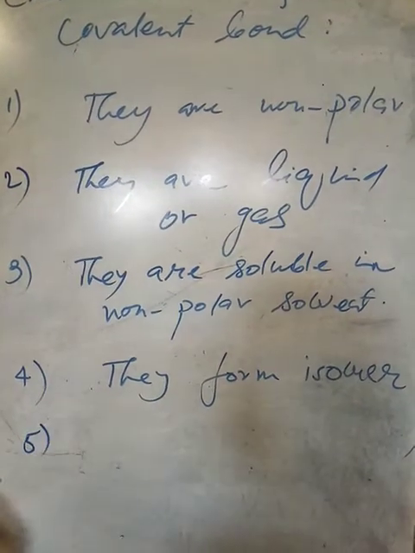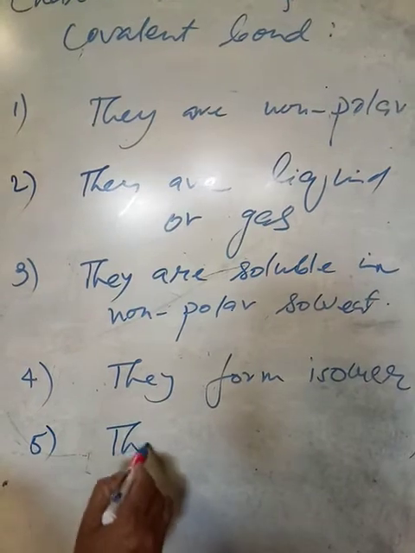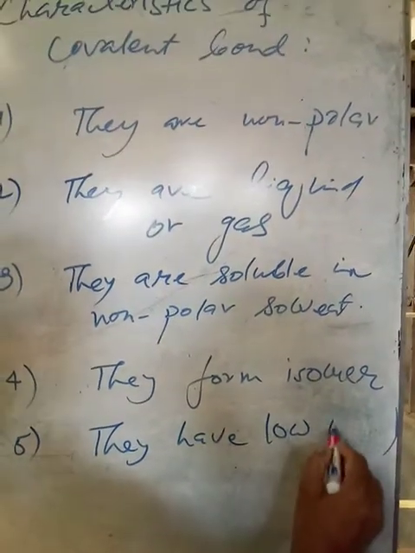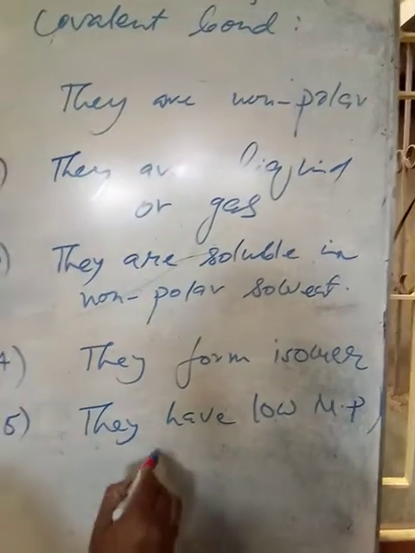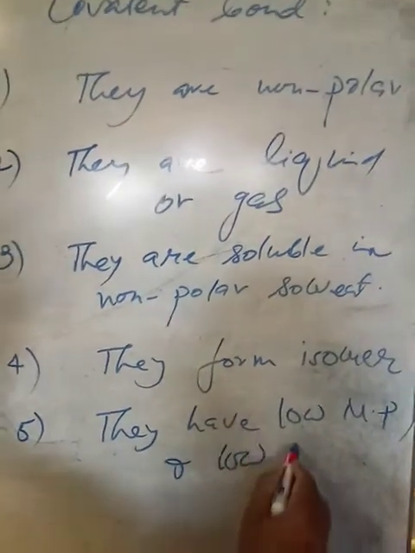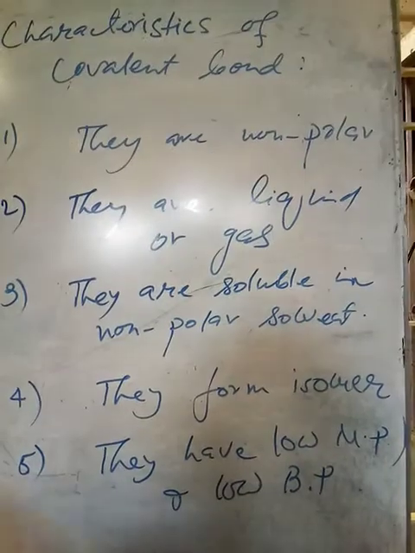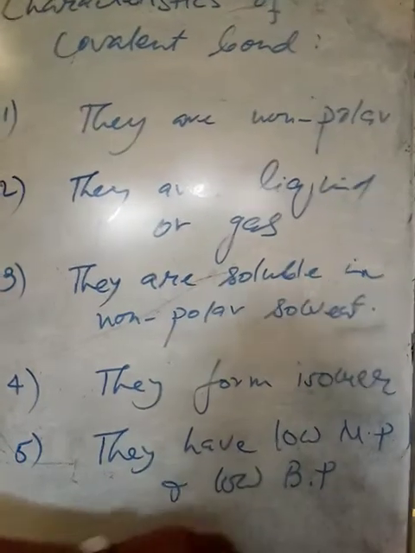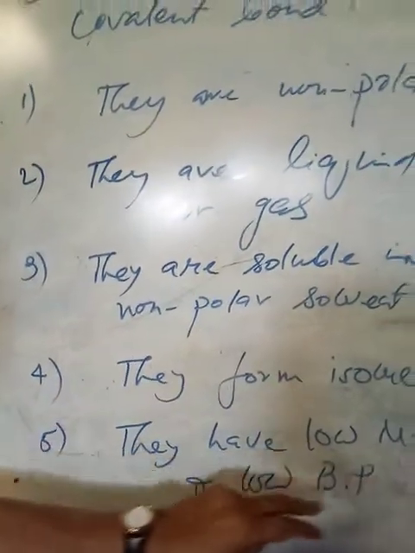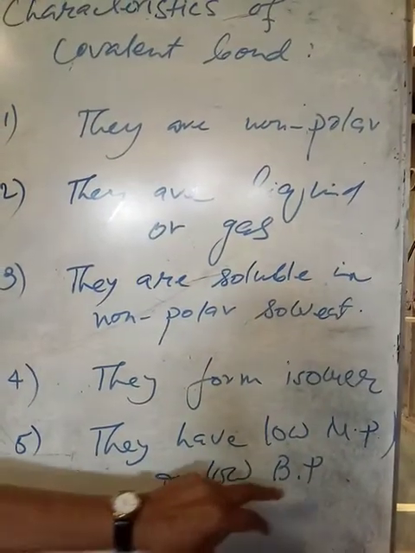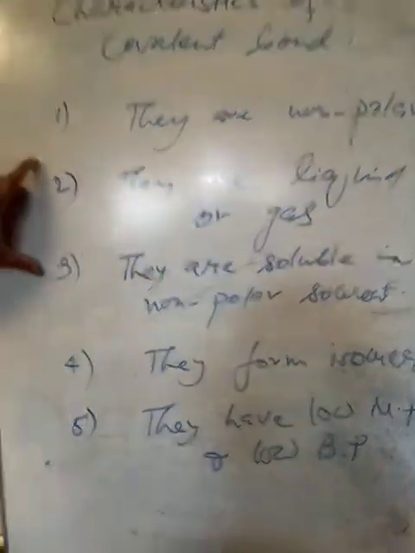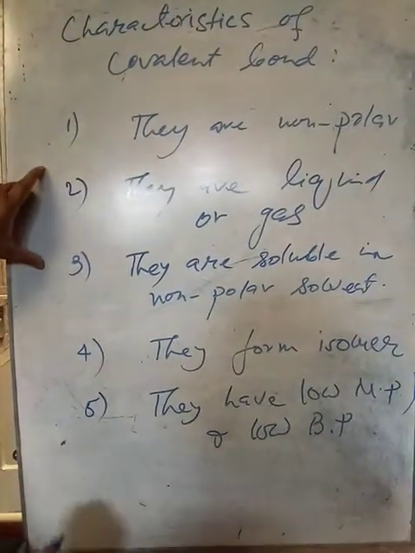And number 5, they have low melting point and low boiling point, because bond strength here is weak, so force of attraction here is low, and they have low melting point and boiling point. These are the characteristics.